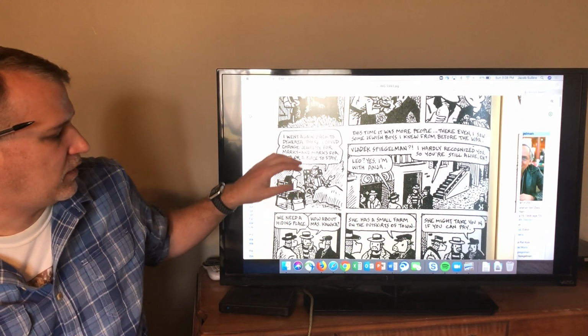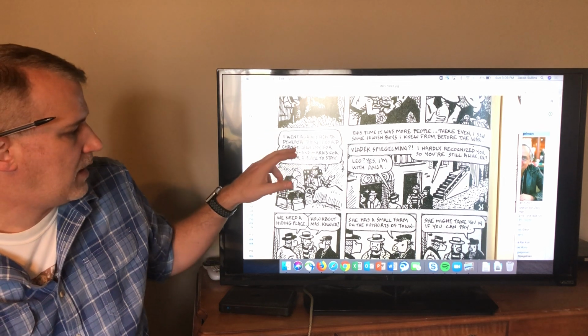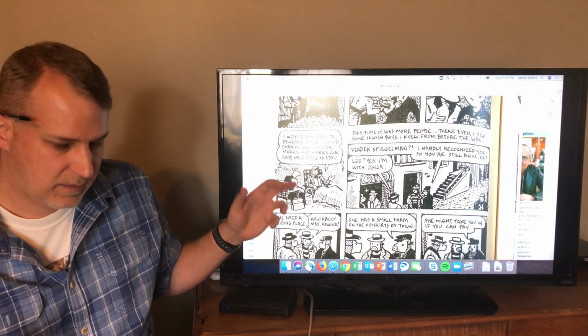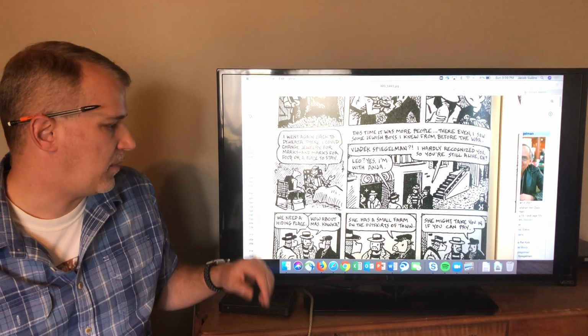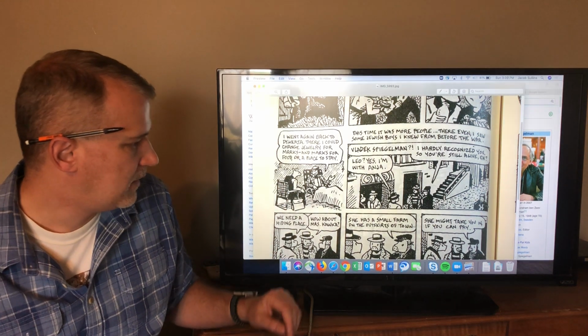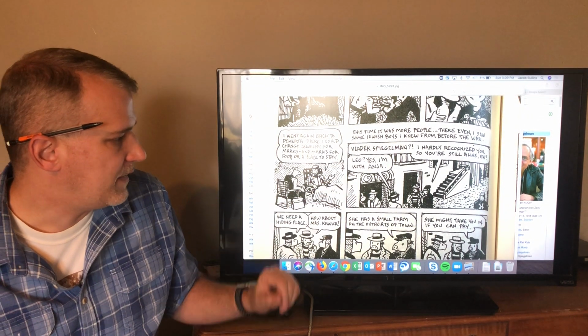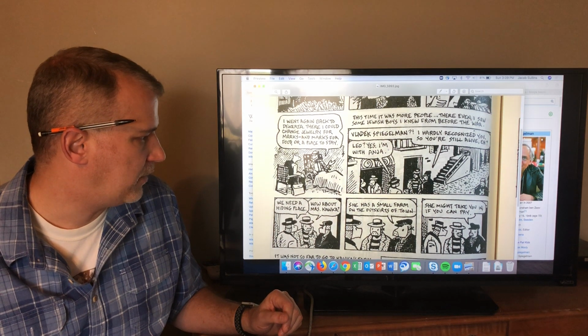And then you jump back to the present in this one little panel. "I went back again to Dekurta, this street in the town where they live. There I could change jewelry for marks and marks for food or a place to stay. This time there were more people. There even I saw some Jewish boys I knew from before the war."